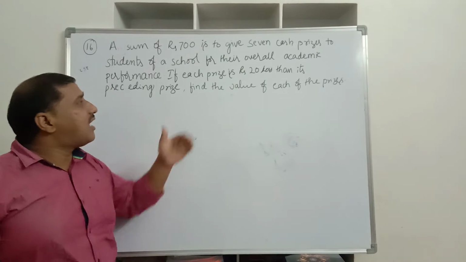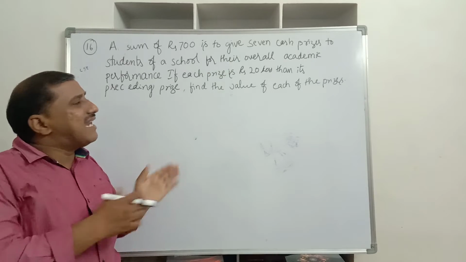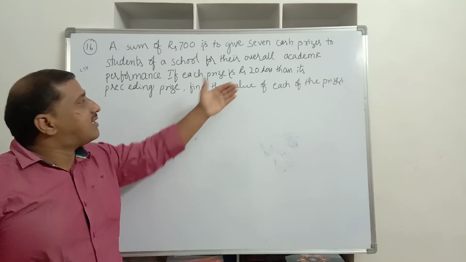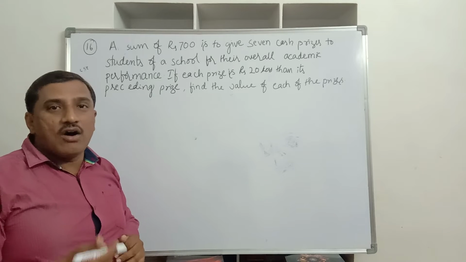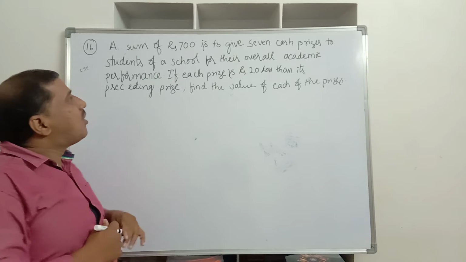What do we need to find? This 20 represents what? 20 less than its preceding prize. This 20 will represent the common difference. Now we will find out.